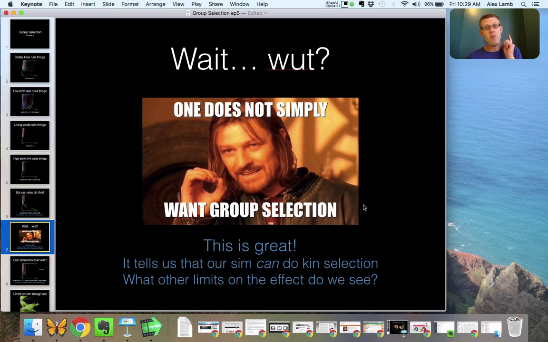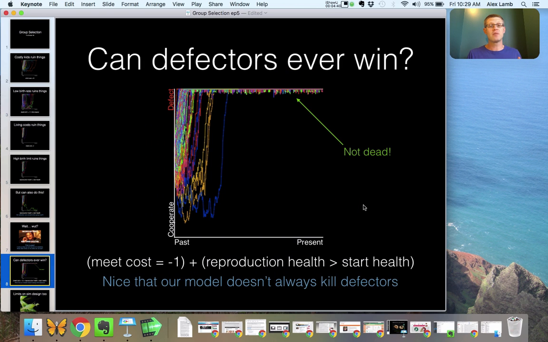But one does not simply want group selection in one simulation. And we can forgive Boromir for invading our otherwise tidily matrix-related set of slide decks because he makes an excellent point. This is great news. If we had a simulation that only showed group selection and didn't show kin selection, we'd know that we'd kind of screwed it up. So we can ask the question, what other kinds of limits do we see on what's happening with our group selection effect?